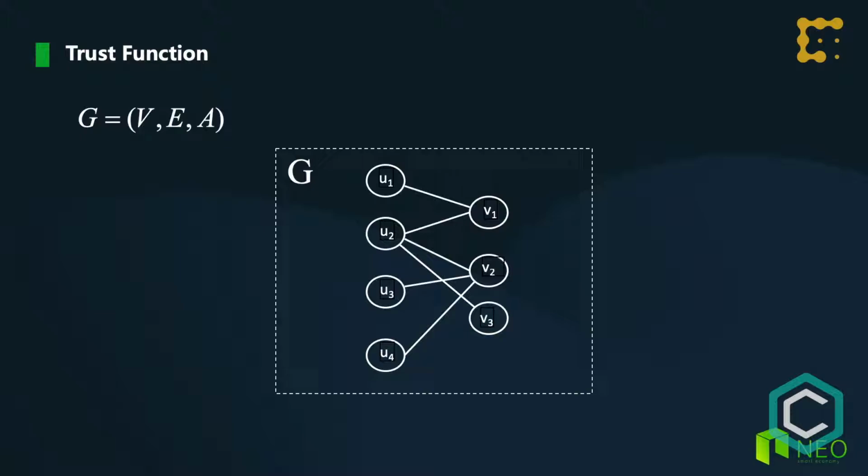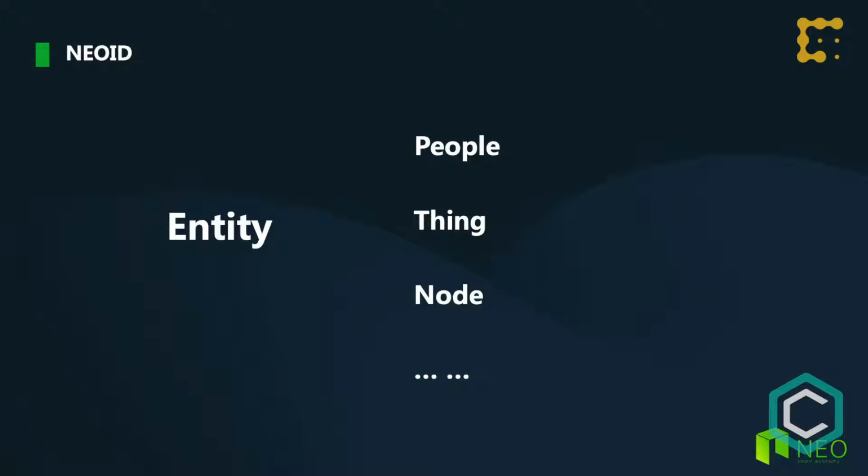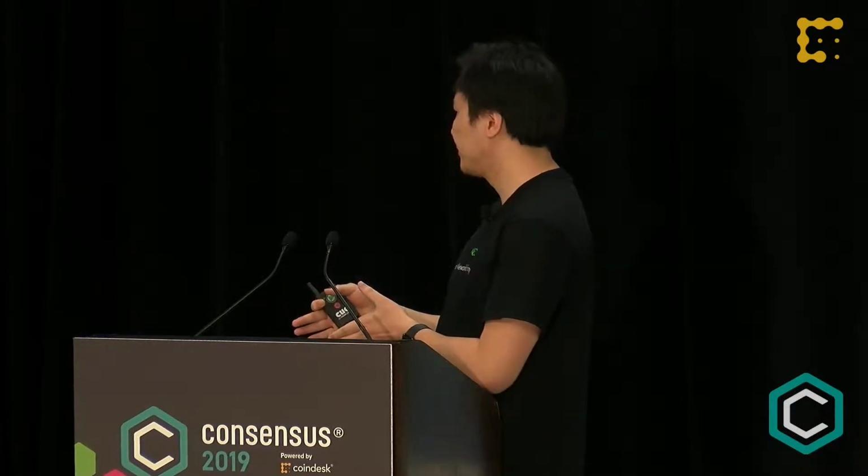If you're familiar with graph theory, it's very easy to understand this picture. We use a very simple mathematical model to simplify the real world. The V represents entities, like people, nodes, or things. And we use E and A to describe the interactions between these entities.